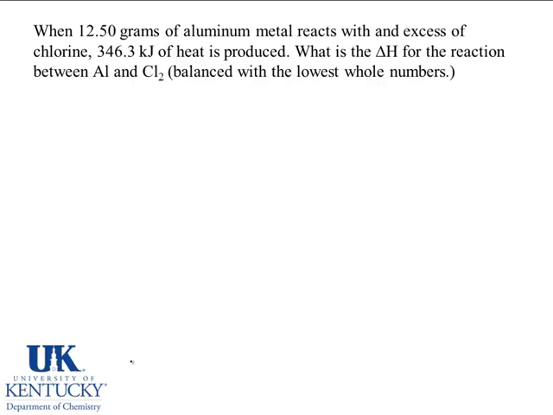In this problem, we're trying to determine the delta H for a specific reaction, and it tells me the reaction balanced with the lowest whole number ratios. So what is that reaction? The reaction is between aluminum, so Al, and chlorine, so it's reacting with Cl2 to produce AlCl3. Now that is the formula for aluminum chloride.